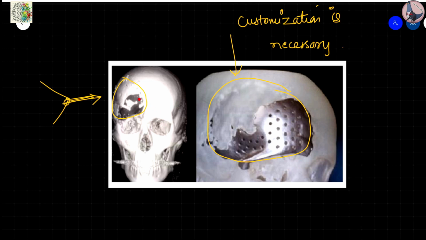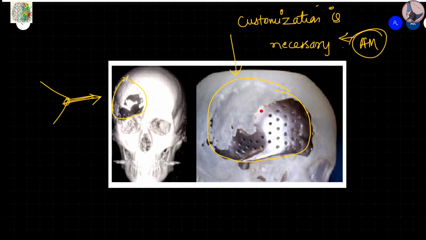Any fracture a human will have, whether in his head or in his leg, every part will have a different sort of fracture, and to cater to a specific fracture you need customization. And by 3D printing, you can make an object which can be implanted in a human to heal a particular patch. So customization is very necessary, and additive manufacturing is one of the best methods for it.